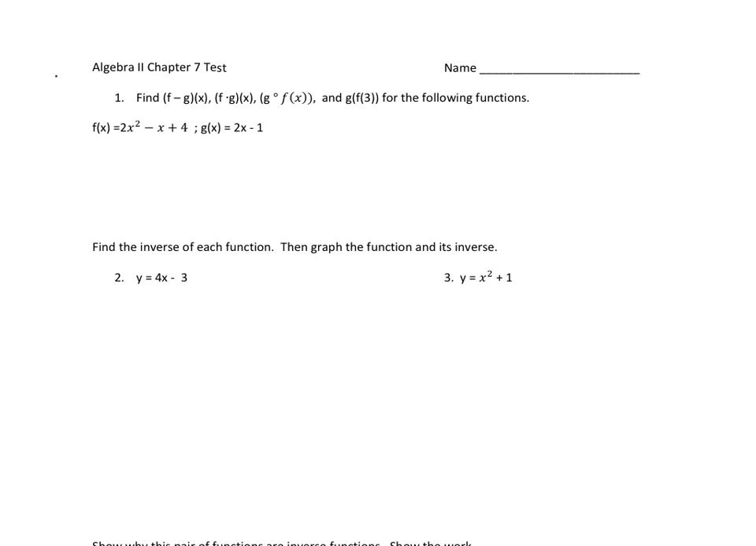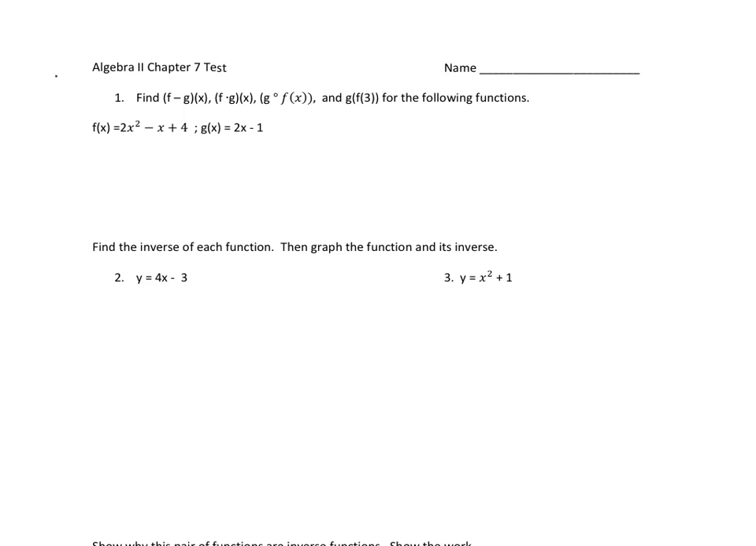Hello, Algebra 2 students. This is a walkthrough of the Algebra 2 Chapter 7 test. This is a practice, something you can view over and over again to determine if you are confident in your abilities to do these types of problems. For the first problem, we are doing operations with functions.